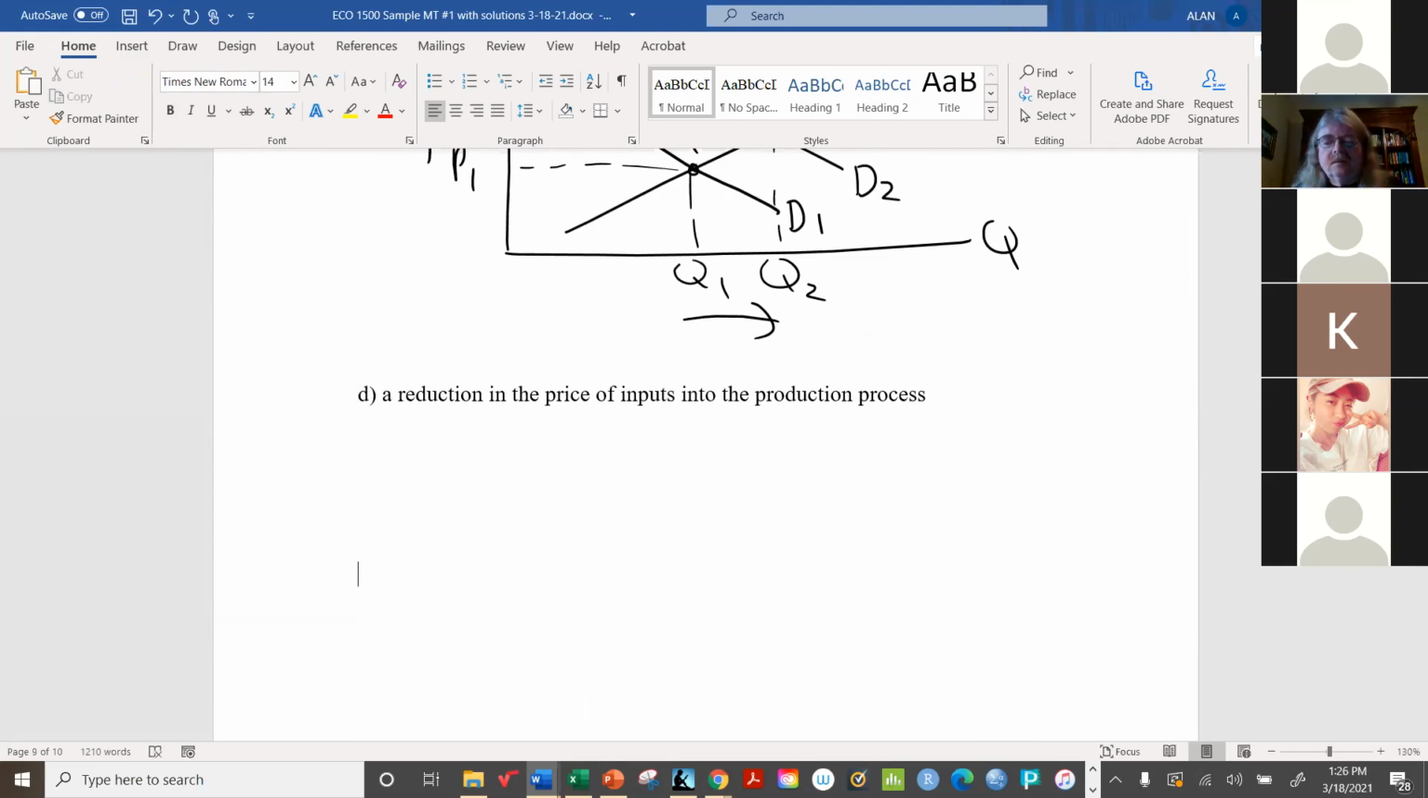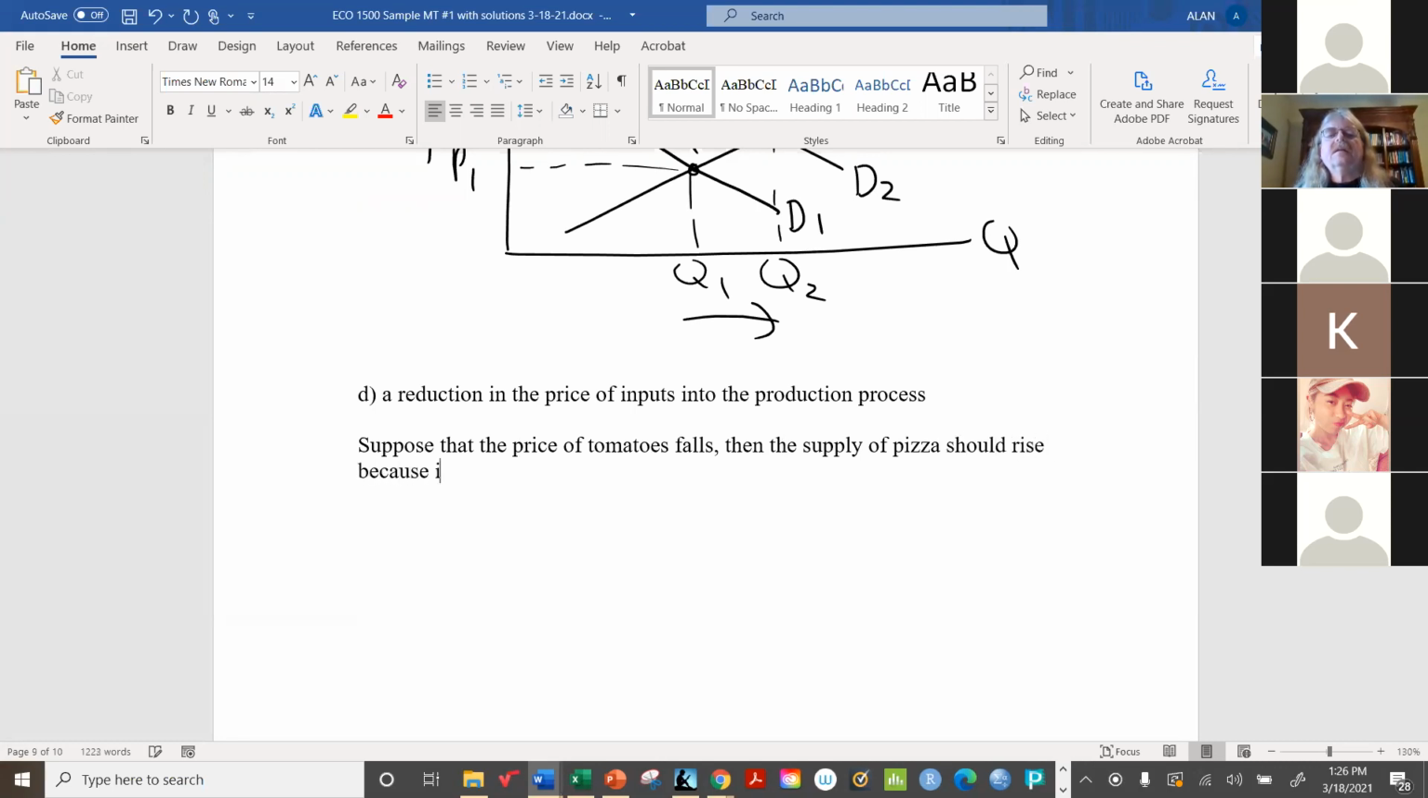All right, so suppose that the price of tomatoes falls, then the supply of pizza should rise because it is now cheaper and therefore more profitable to produce pizza. It's just as simple as that.